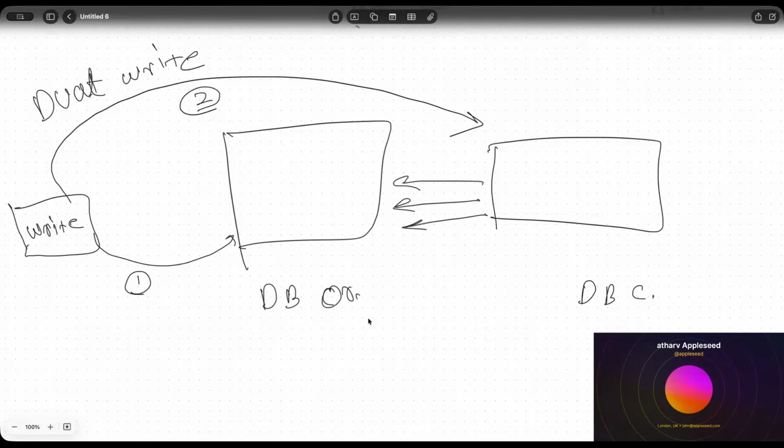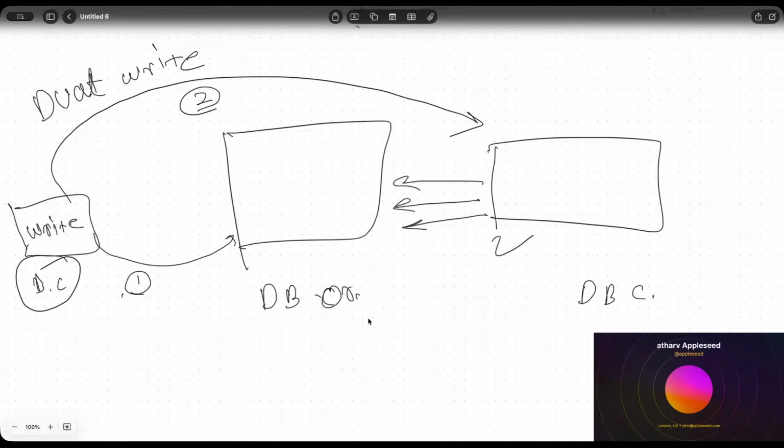So we can say that we are doubling our write time, which is not very ideal, right? You are doing a write to this, then you are doing a write to this as well. So our backend server is doing twice the work.